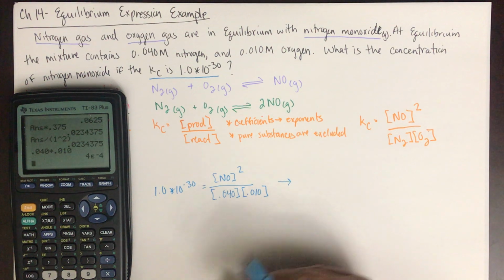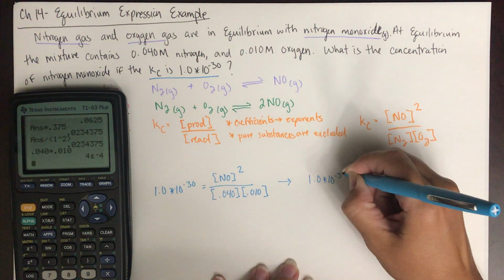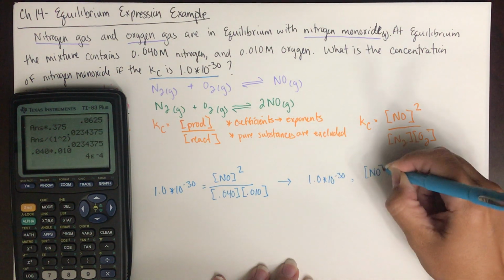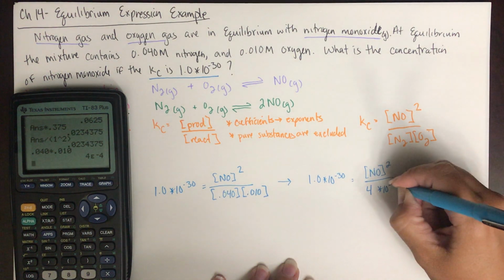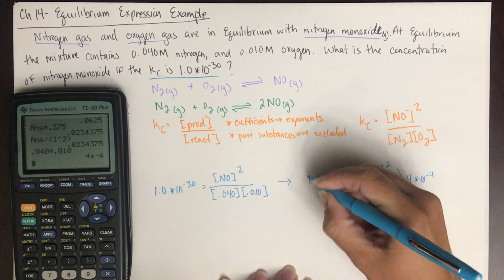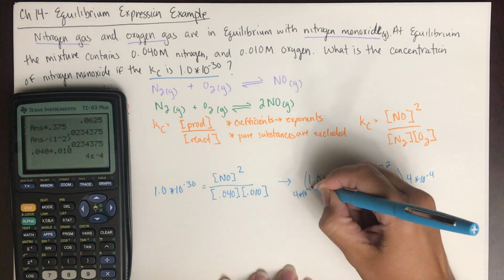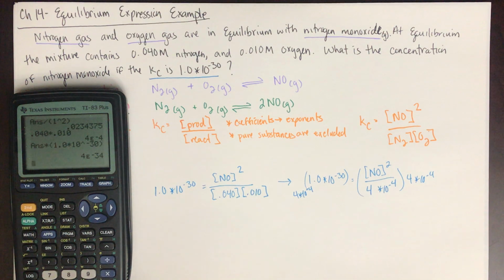I'm just going to write each step out for this first problem. So I'm just going to write this again. 1.0 times 10 to the negative 30th equals the concentration of nitrogen monoxide squared over 4 times 10 to the negative 4th. So now I'm going to multiply both sides by 4 times 10 to the negative 4th. So that times 1.0 times 10 to the negative 30th. Make sure you're always using parentheses when you are multiplying things with exponents, because it will just raise everything to that exponent, not just the term that you want it to.